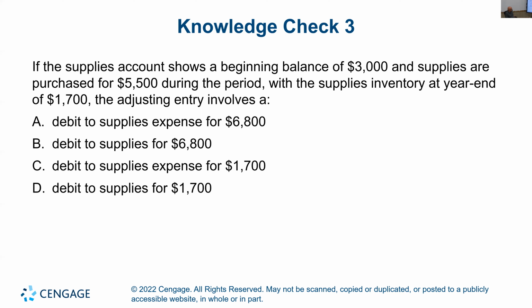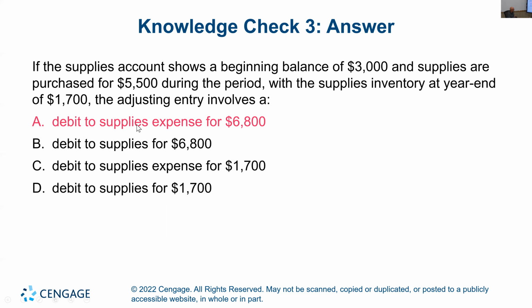Next, we need to remember how to measure the amount. We take the beginning balance of 3,000 plus the 5,500, so we have 8,500 supplies available. And we had 1,700 at the year end, so if we took 8,500 minus the 1,700 that we have remaining, we would see that we used up 6,800, so we want to debit our supplies expense for 6,800.